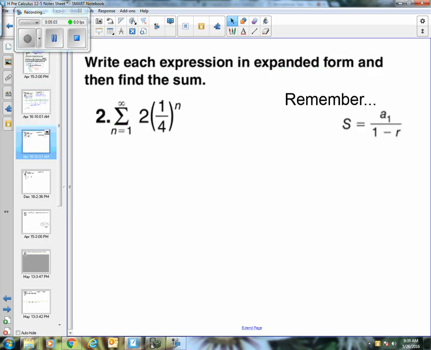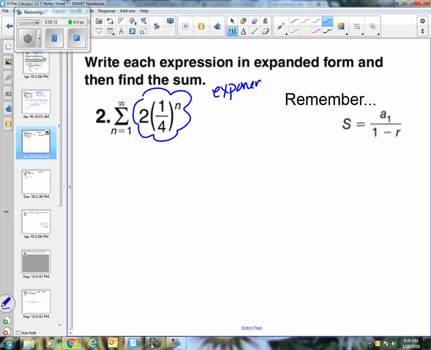Okay, so I want you to see something that looks a little bit different. What kind of rule is this one? Well, look where your variable is. It's up in the exponent. So this is exponential, or another way to say that would be geometric. What's your R value in this one? What are you timesing by? What's your base? Well, that's 1/4.